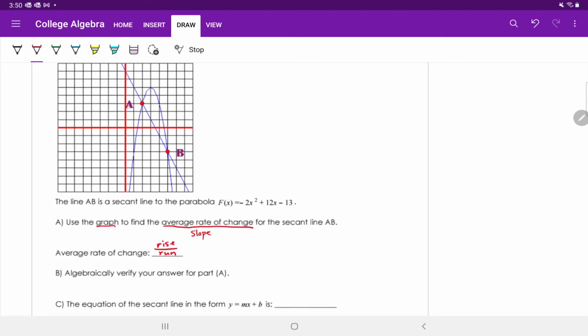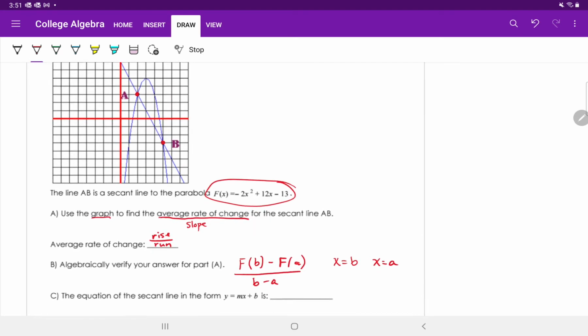Then for part B, we want to algebraically verify our answer. So you have to show your work on this one. To algebraically verify your answer, you're going to need to remember the average rate of change formula. That will be f of b minus f of a all over b minus a, where a here and b here are x values. So these are for the points x equals b and x equals a. So you're going to need to figure out what the 2 x values are from the points big A and big B. Plug those in to your function, simplify.